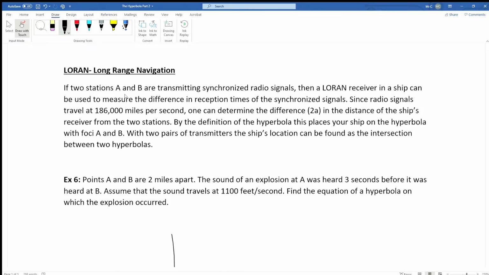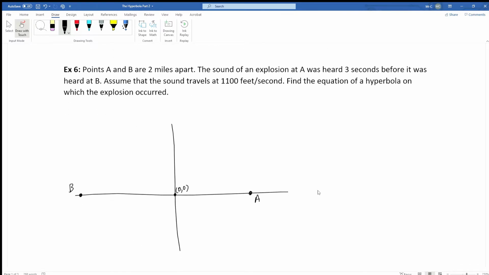So if we remember the definition of the hyperbola, it says that the difference in the distance of the ship's receiver from the two stations is related to the foci of the hyperbola. So these are our foci. And they are 2 miles apart, but that means the distance here is 1 mile, or in other words, 5,280 feet. So that tells us that C is 5,280 feet.